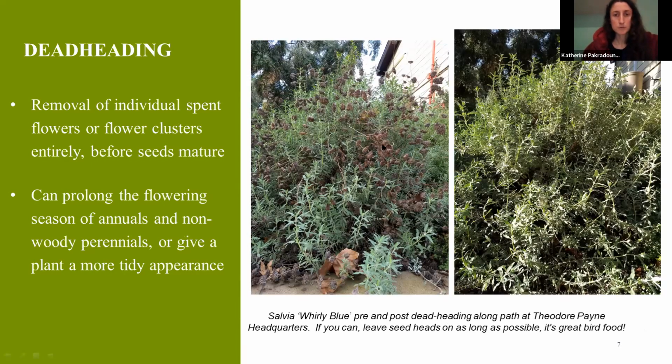So same here, removal of spent flower clusters. This is a Whirly Blue Cleveland sage. So removing all the spent flower clusters leaves a tidier looking plant on the right. But this is all very good bird food. So that's another little comment on the bottom. All the seed heads of the sage are big attractors for various bird species. So they'll come to the seed heads, eat out of those little seed pods, and then take off. And so you want to give the birds the opportunity to get their fill before you do your pruning. So sometimes it's good to leave it all summer and let the birds do their thing.